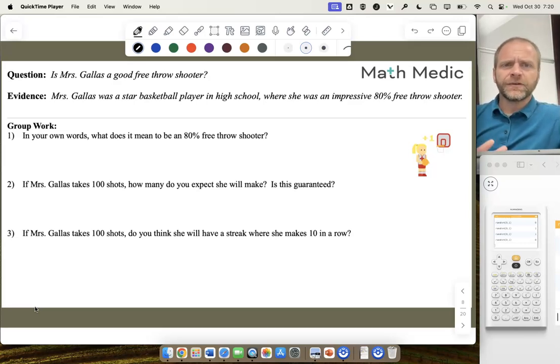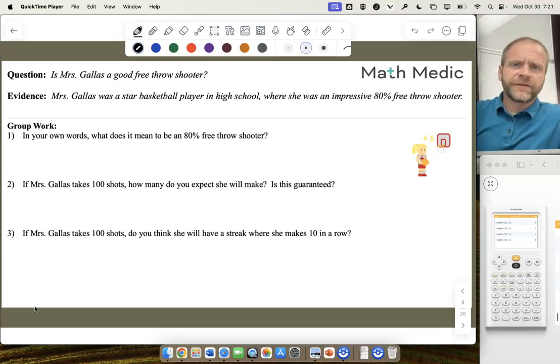Hey, if we tell you she's an 80% free throw shooter, in your own words, that doesn't mean it's the statistical definition, but in your own words, what does 80% free throw shooter mean? And then once you know that, if Mrs. Gallus takes 100 shots, how many do you expect her to make if she's an 80% free throw shooter?